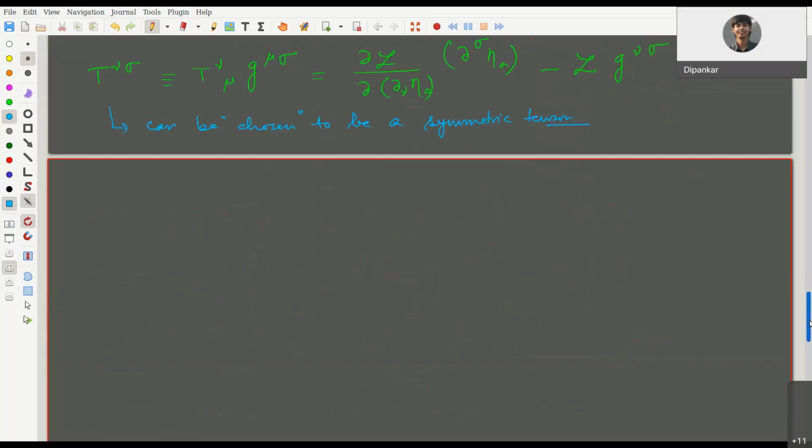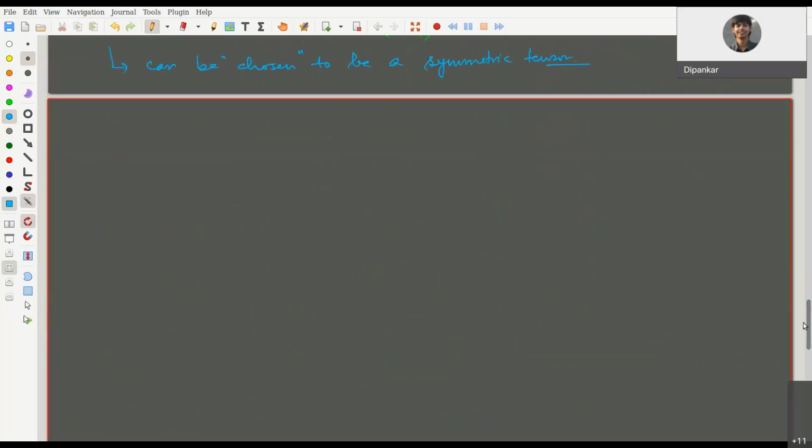Now I will rush to something called the version of Noether's theorem in continuum mechanics. So how does Noether's theorem look like? Noether's theorem in classical field theory, let's say continuum mechanics.